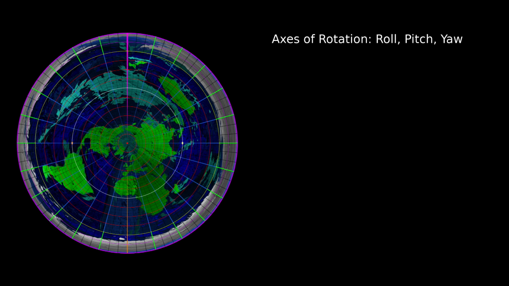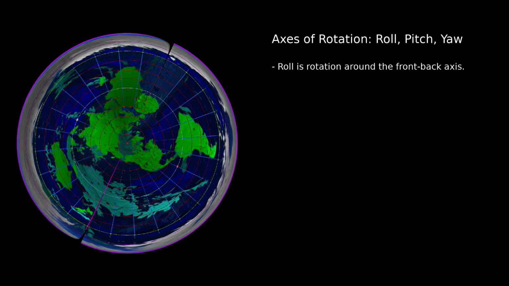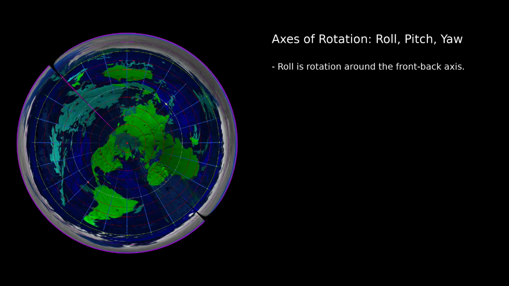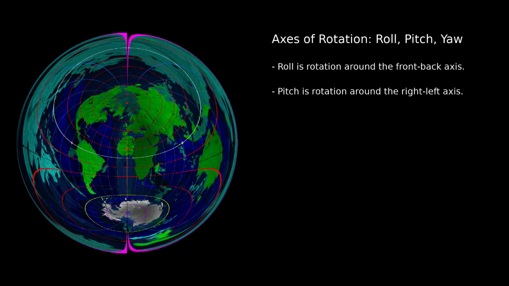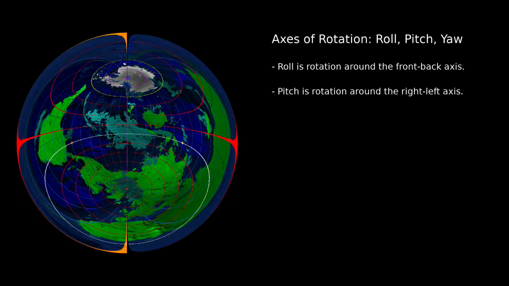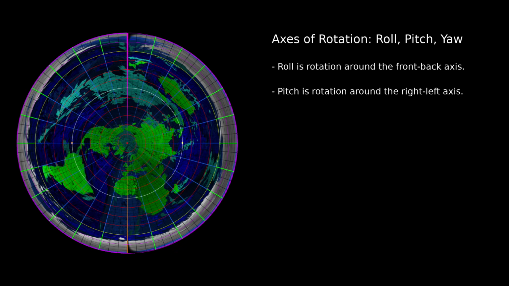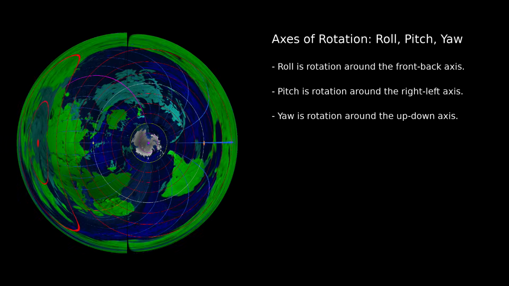The three primary axes of rotation in three-dimensional space are roll, pitch, and yaw. Roll is rotation around the front to back axis. Pitch is rotation around the right to left axis. Yaw is rotation around the up to down axis.